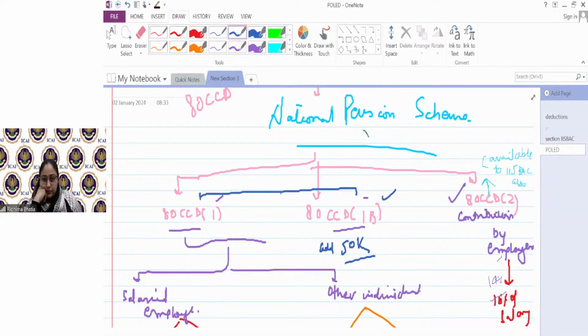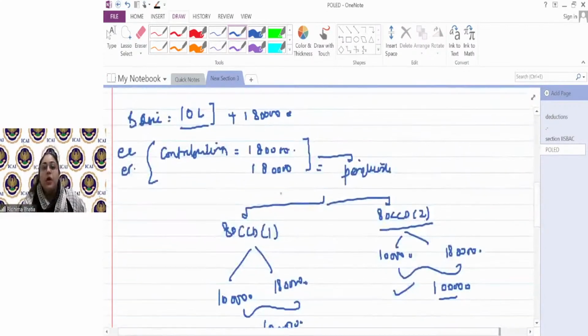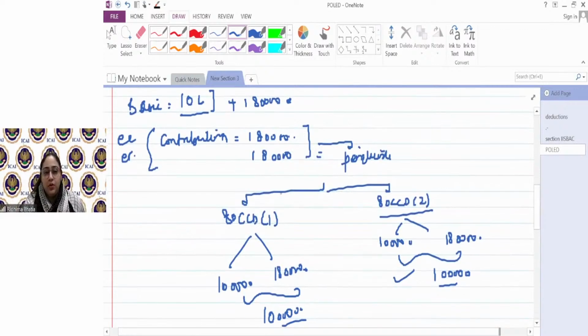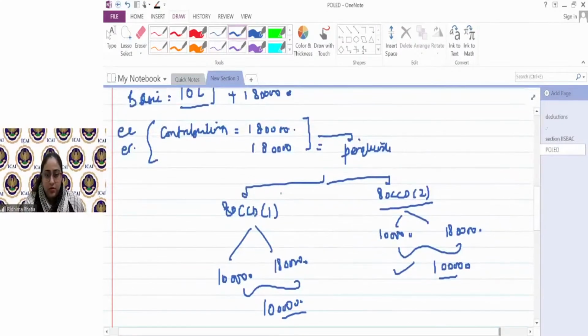Can I say that both combined can give me a benefit of 2 lakhs? So 80CCD1B is an additional deduction section which is not to be merged with the limit of 80CCE. Let me tell you how. In this example, where the actual contribution was 180, please listen, where the actual contribution was 180, but 10% of salary was only 1 lakh.